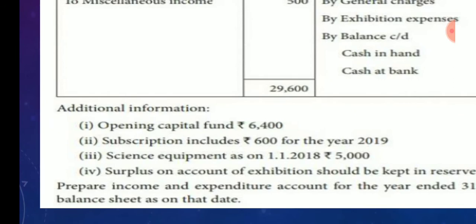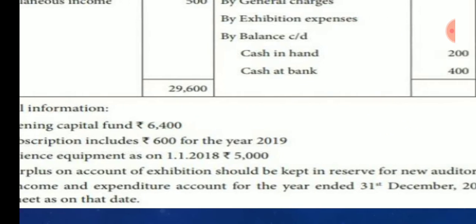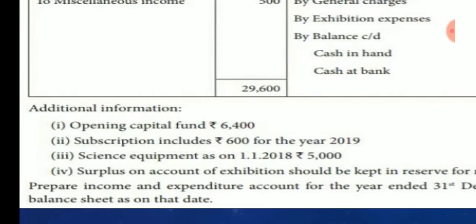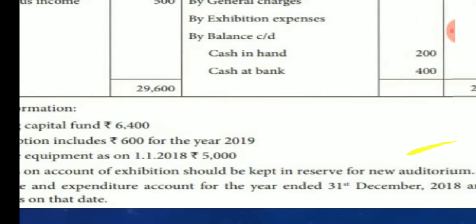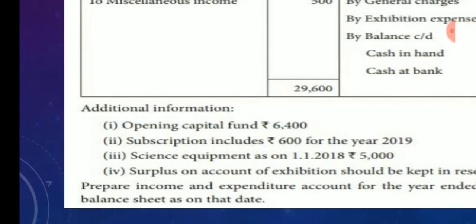Additional information: opening capital fund 6400. Subscription includes rupees 600 for the year 2019. Science equipment as on 1/1/2018 is rupees 5000. Surplus on account of exhibition should be kept in reserve for the new auditorium. Prepare income and expenditure account for the year ended 31st December 2018 and the balance sheet as on that date.